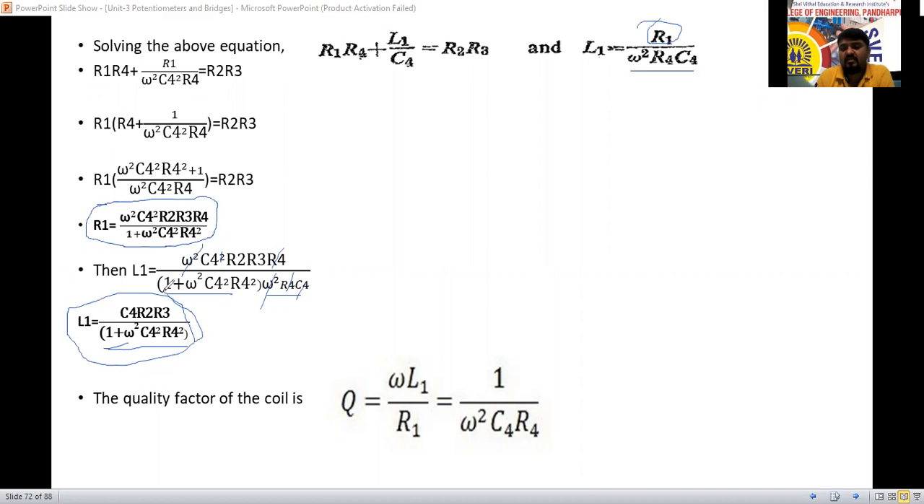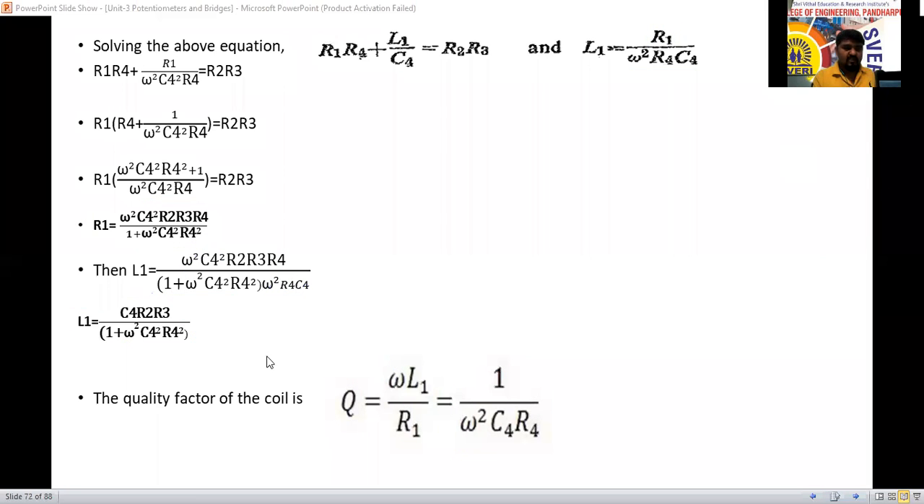This is applicable for the high quality factor, that is more than 10 quality factor, that is applicable here. Now you substitute your Q factor equal to XL divided by R, that is nothing but XL1 divided by R1, which is nothing but omega L1 divided by R1. L1 we have already calculated here. R1 already we have derived here. So we get 1 by omega square C4 R4, the equation here. So this completes the Hayes bridge.